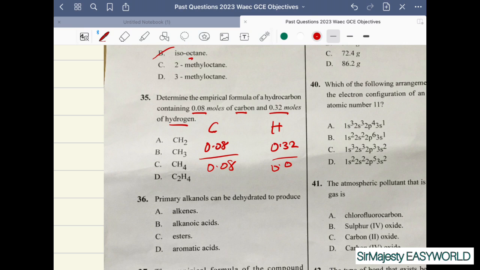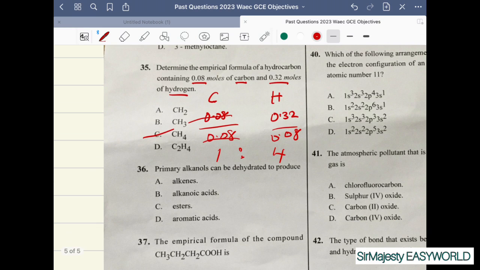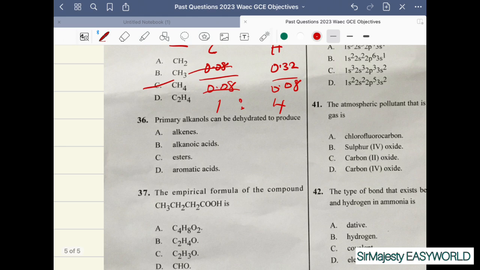So what I'm going to do here is divide both by the smaller one. So this is automatically 1. And looking at this, 32 is 8 times 4. This is automatically going to be 4. So the empirical formula is CH4. Question 36: primary alkanols can be dehydrated to produce alkenes.